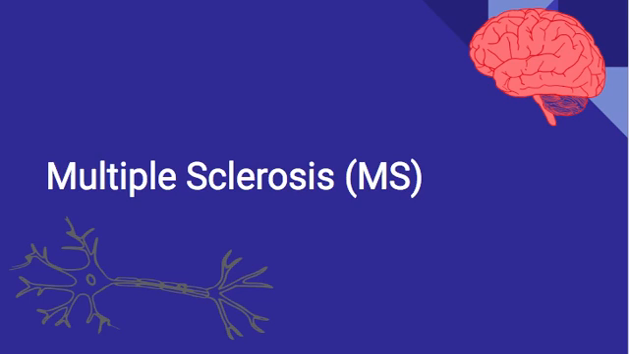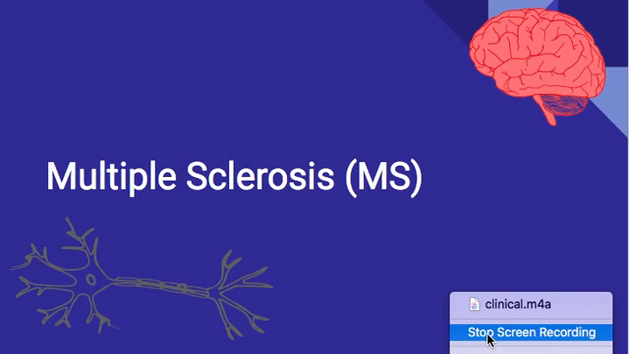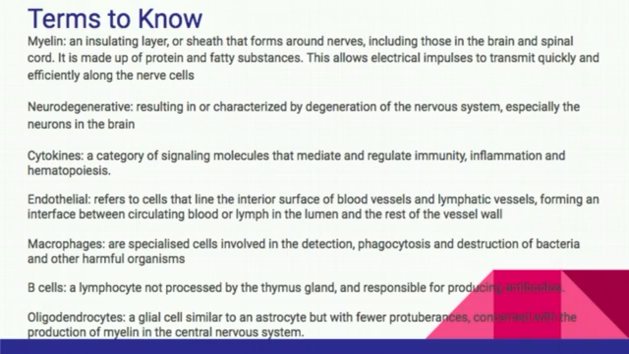And today we are going to be talking about multiple sclerosis. Before we begin, there's just a few terms that we want you to know. So the first one is myelin, which is an insulating layer or sheath that forms around nerves, including those in the brain and spinal cord.